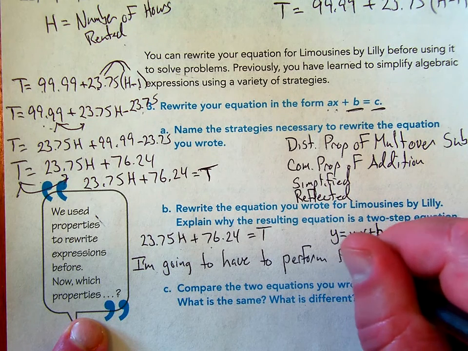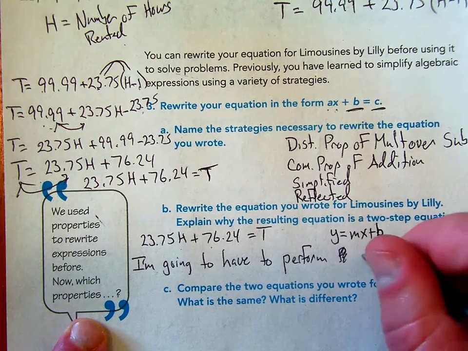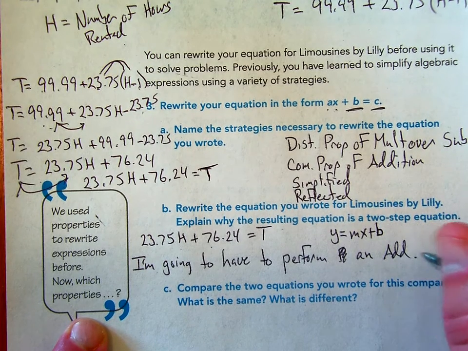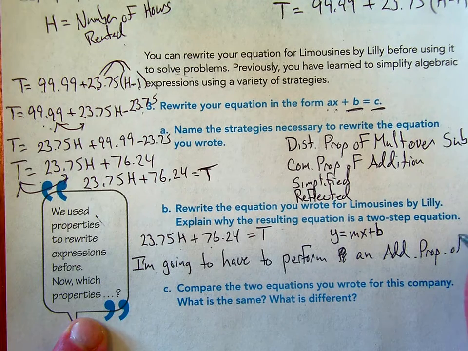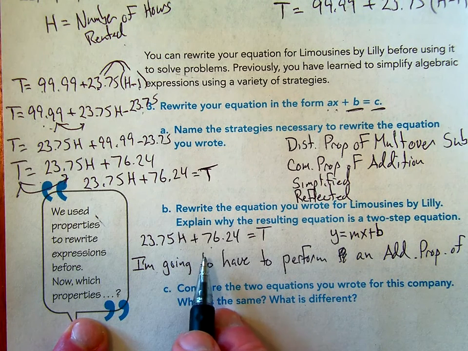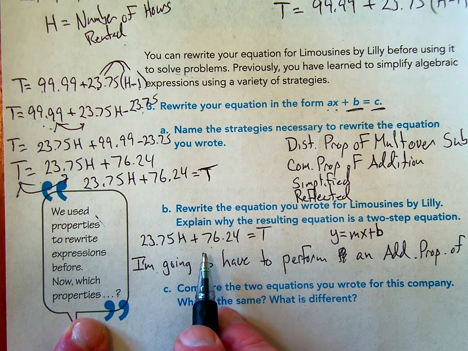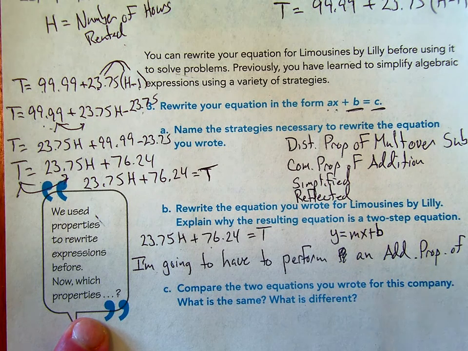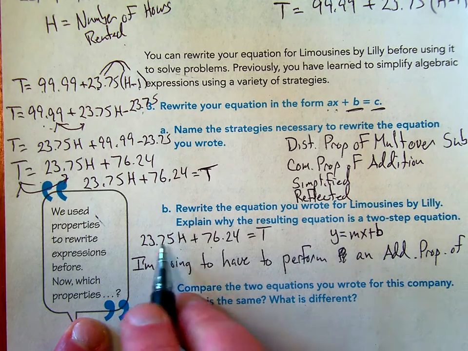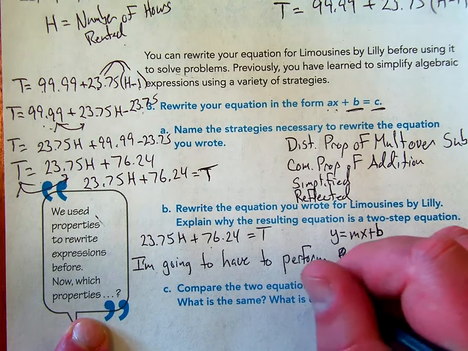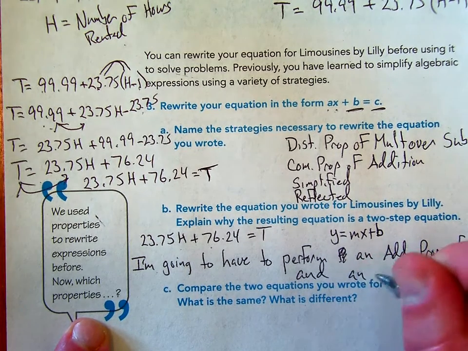I'm going to have to perform an addition property of equality. And again, I can add a negative number to both sides as an addition property of equality, or subtract a positive number from both sides as a subtraction property of equality. But both can be listed. It's a property of equality. And I'm also going to have to undo this multiplication. So I can multiply by an inverse, a multiplication property of equality.